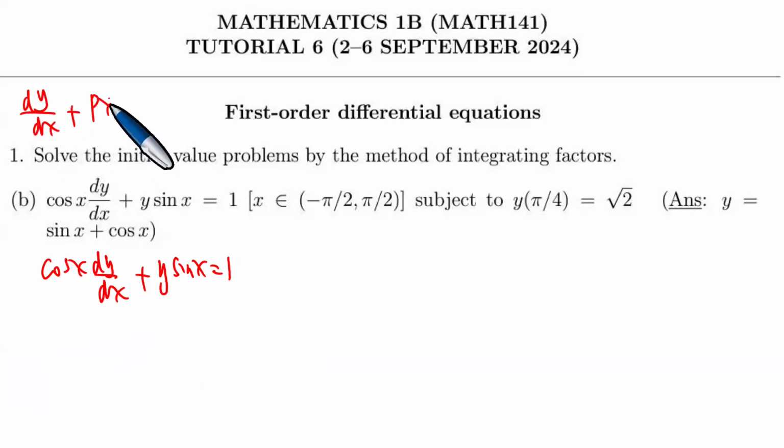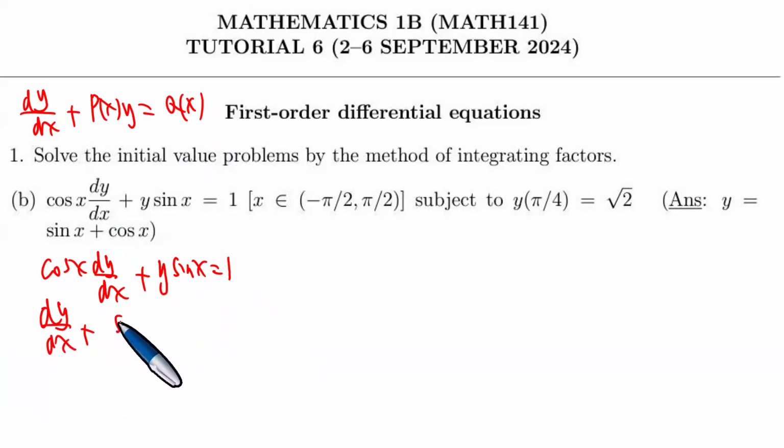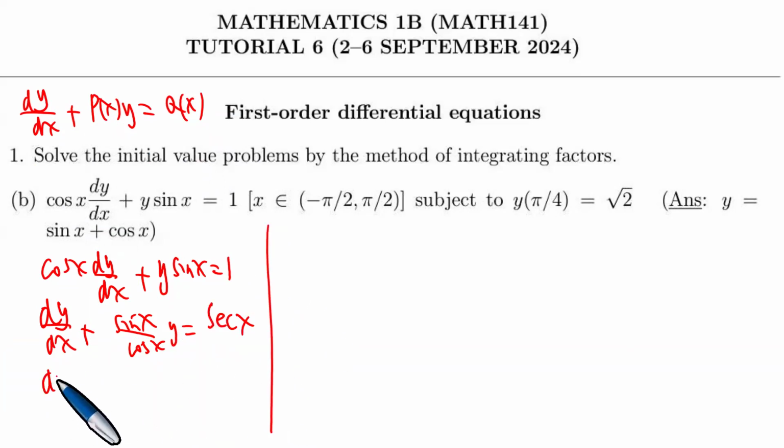What is the standard form? dy/dx plus p of x times y equals q of x. So you must make sure the coefficient of dy/dx is a 1. Divide by the cosine. So it becomes sine x over cosine x. You divide 1 by cosine, it becomes the secant of x. So this is dy/dx plus the tangent of x times y equals the secant of x.